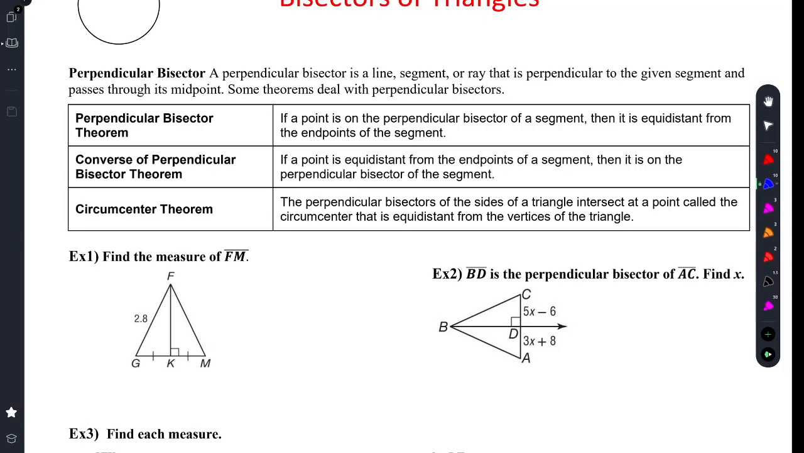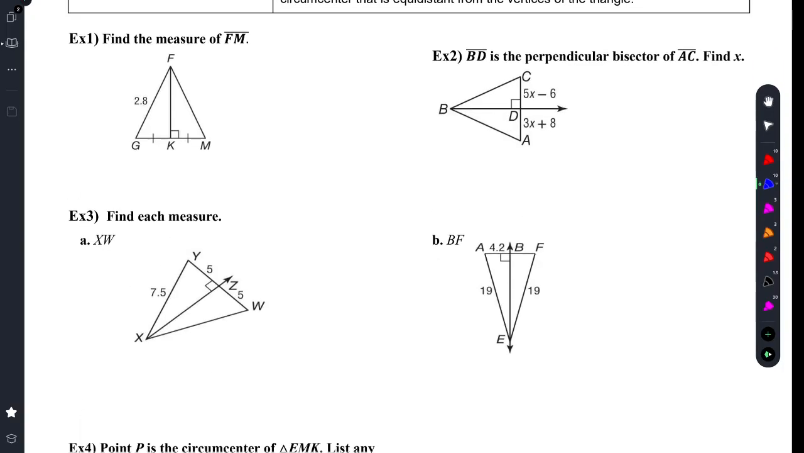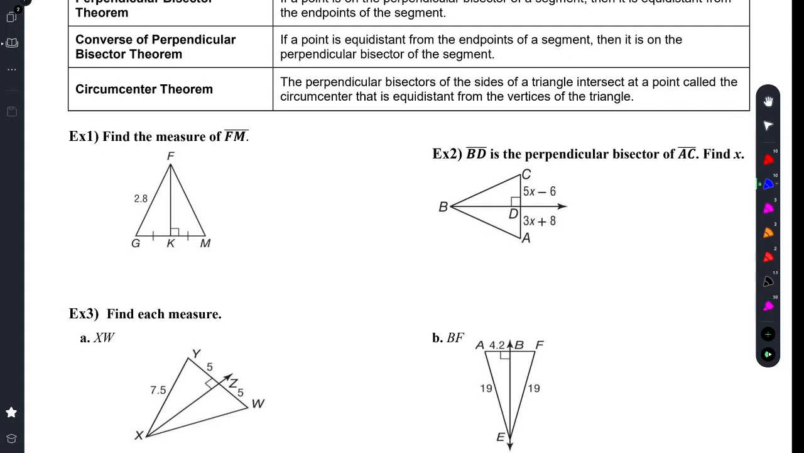All right, so let's work through this a little bit. Find the measure of FM. Now, what do we know there? What is FK doing there? It's bisecting it, and it's perpendicular. So it's a perpendicular bisector, which then means what? FG must be equal to FM. So FM is easy. FM is 2.8. Simple?